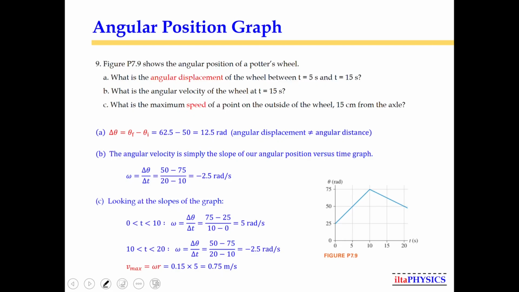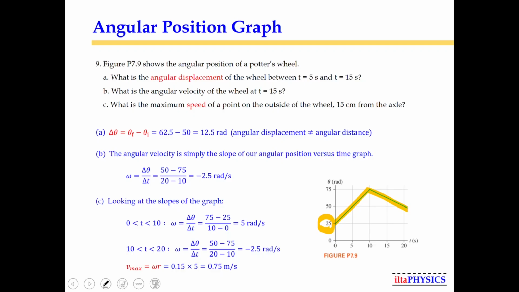When you see a graph, the very first thing you should do is identify exactly what physical quantities the x-axis and y-axis represent. This specific graph shows the change in angular position over time. If we look at the overall motion, it starts at an initial angular position of 25 radians. For the first 10 seconds, it rotates counterclockwise at a constant speed. And for the following 10 seconds, it rotates clockwise at a constant speed.